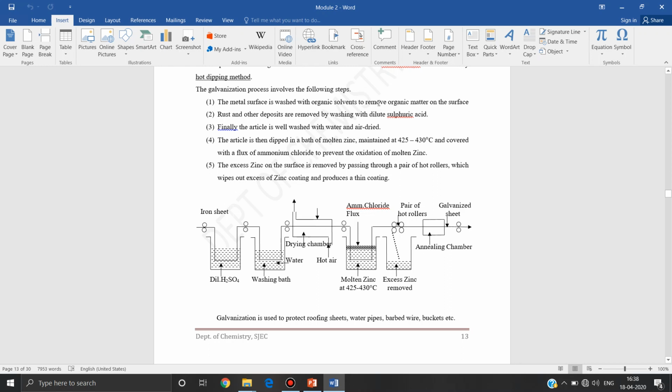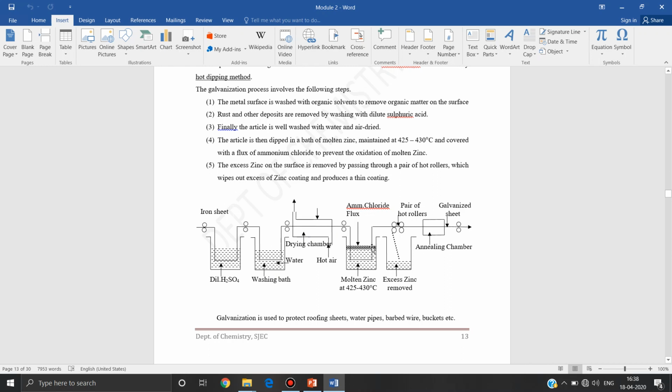It should be washed with organic solvents to remove organic matter, and rust and other deposits will be cleaned with dilute sulfuric acid. Then we have to wash it with water and dry it properly, by passing it through a drying chamber using hot air.